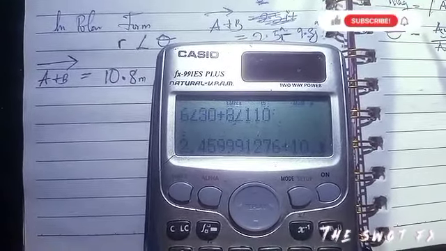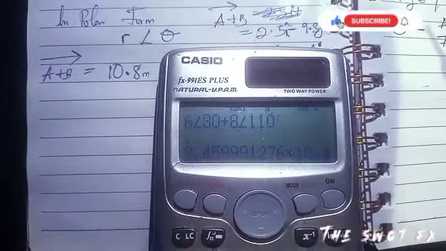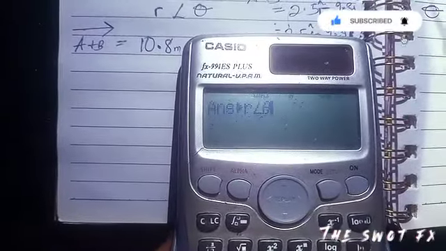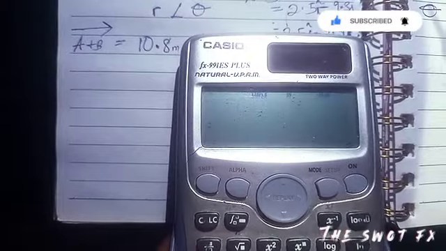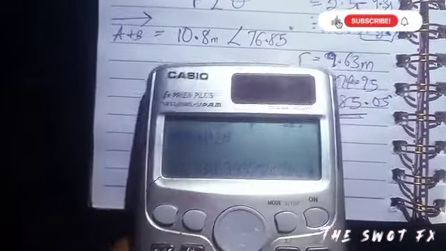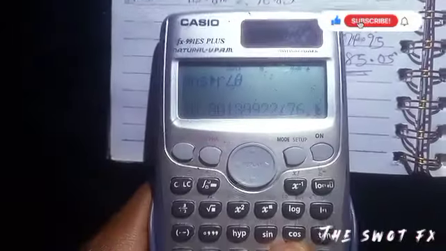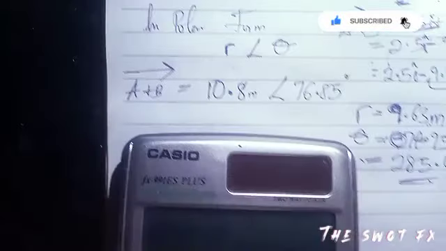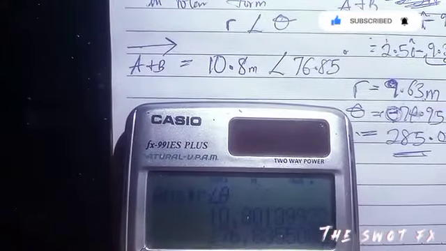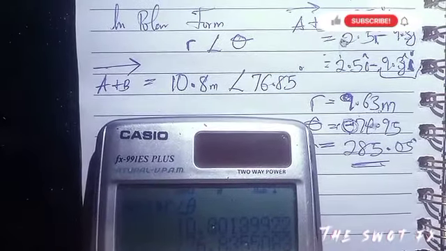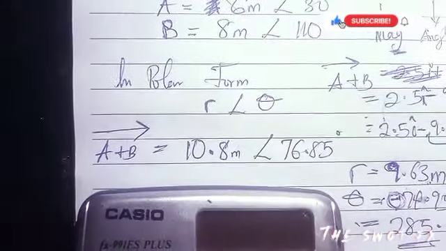Now for the sum, just press equals to. Now this question, you want it in polar form. All you need to do is press shift complex 3. You change your answer to polar form, straight and fast as that. Then you can press SD, and as you can see, the sum is 10.80, angle 76.85, like it has been solved here.